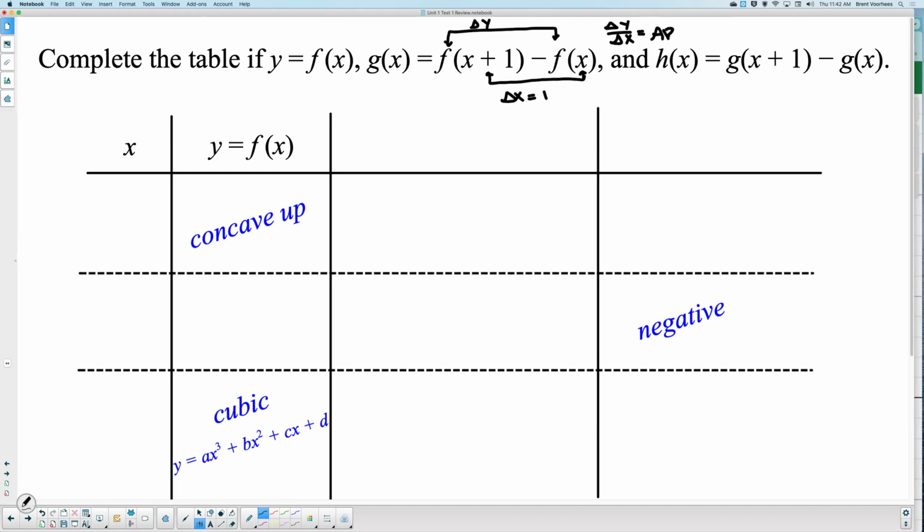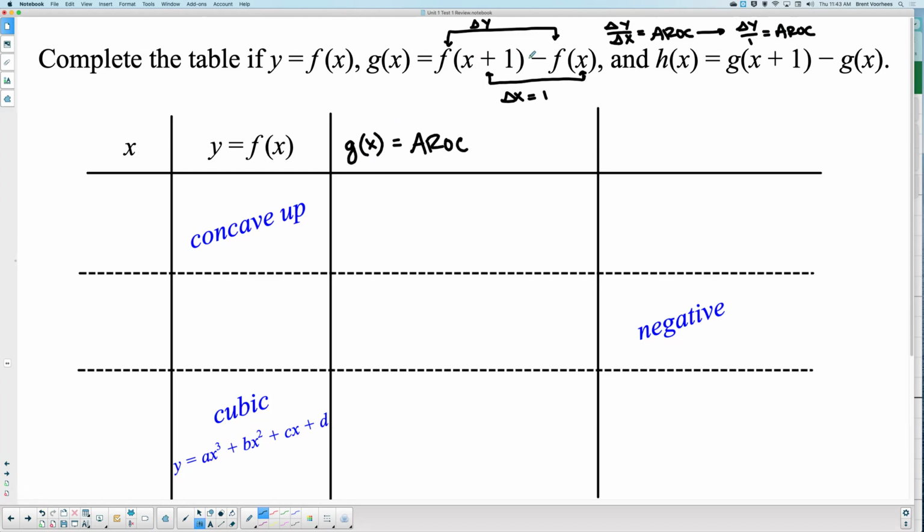Well, in this particular case, what is my change of x? 1. So if you had the change of y divided by 1 equaling AROC, that would mean that the change of y by itself would be equal to AROC. This g of x, this is the AROC equation. g of x is equal to your AROC.